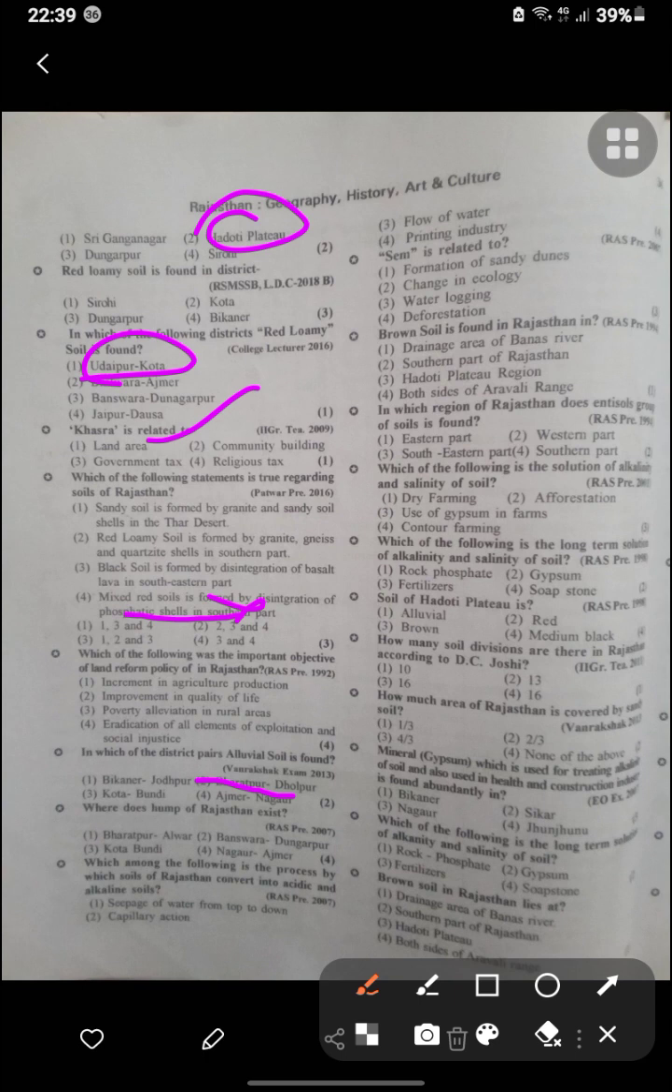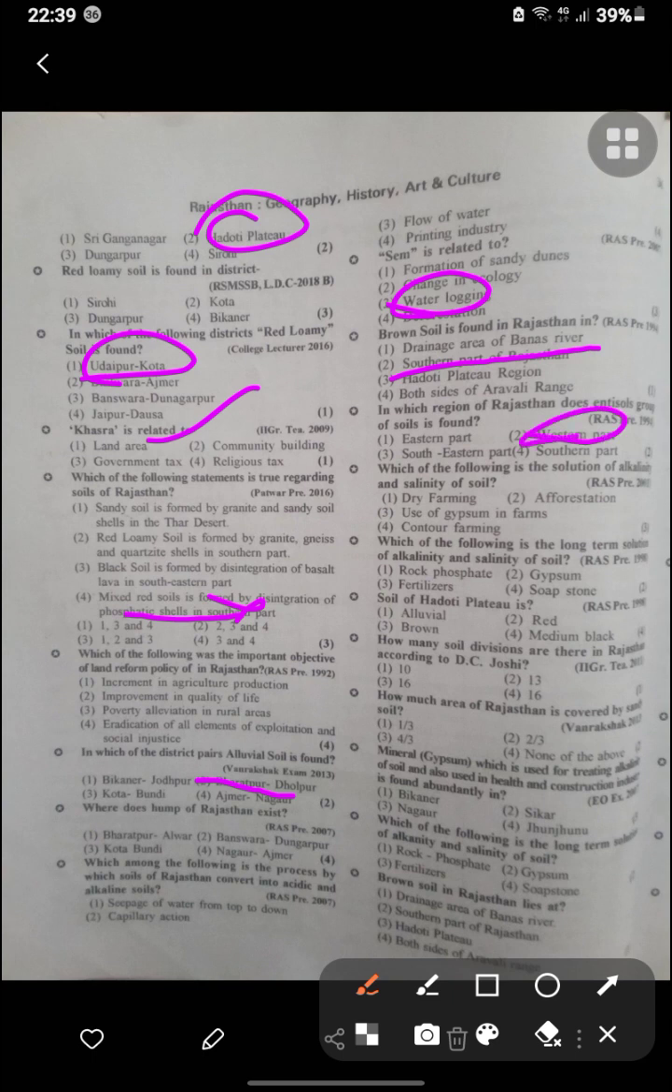Which of the following is the process by which the soil of Rajasthan converts into acidic and alkaline? That is known as the printing industry. The same is related to waterlogging. And brown soil is found in Rajasthan in the drainage area of the Banas river. In which region of Rajasthan is the aridisol group of soil found? That is found in western Rajasthan.